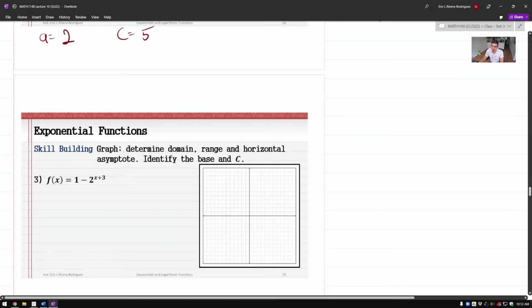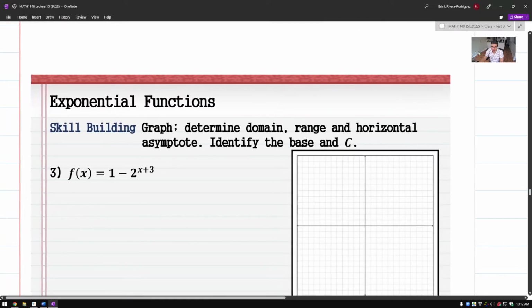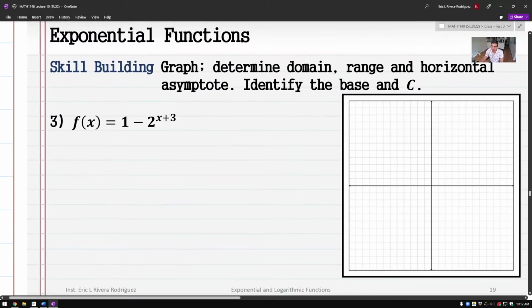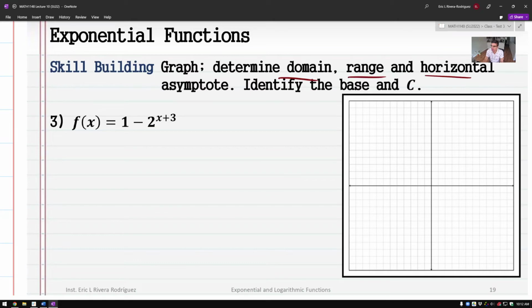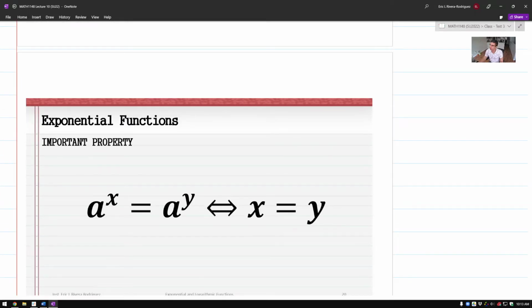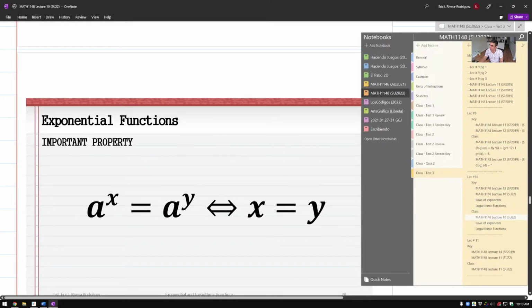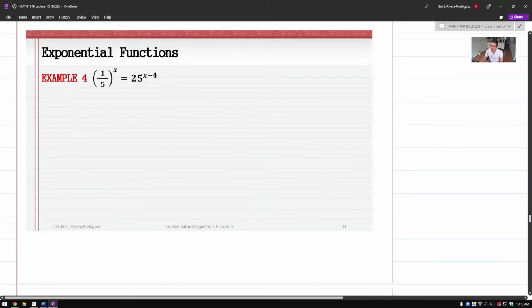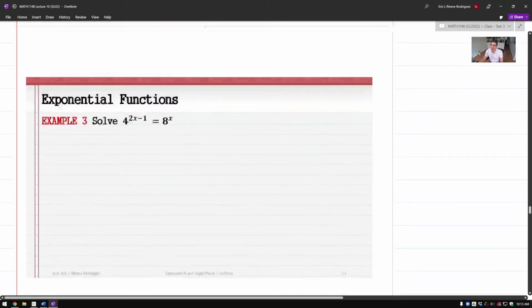Take 5 minutes. Try to do this one. Try to identify the domain, range, horizontal asymptote, and the base. Keep in mind that there is a transformation here. I would also like to see if you can identify the transformation. Just take 5 minutes.